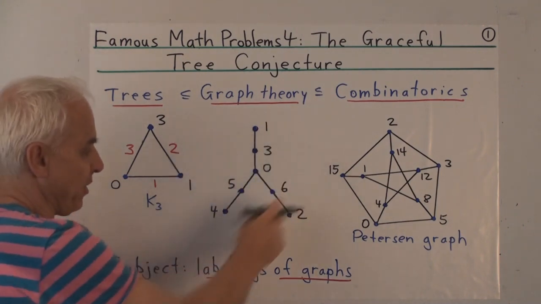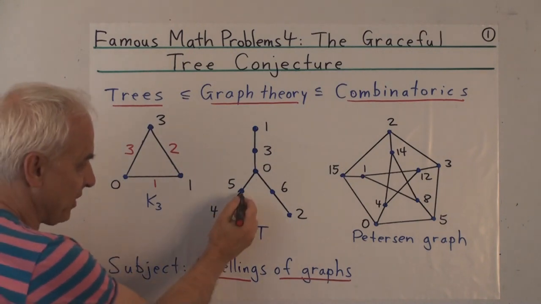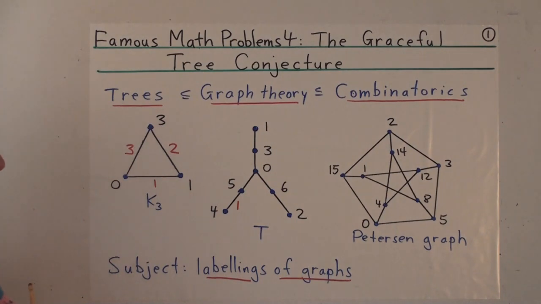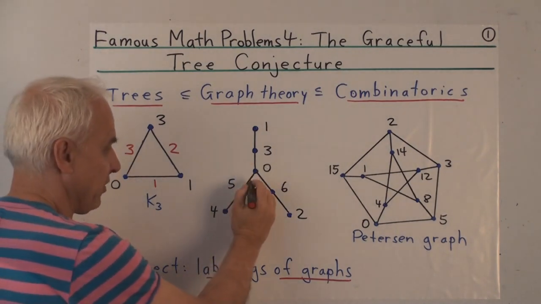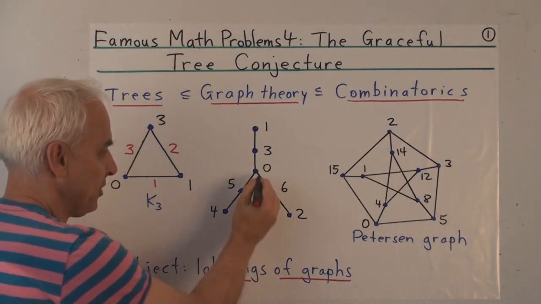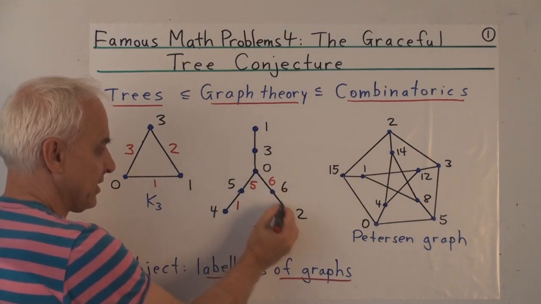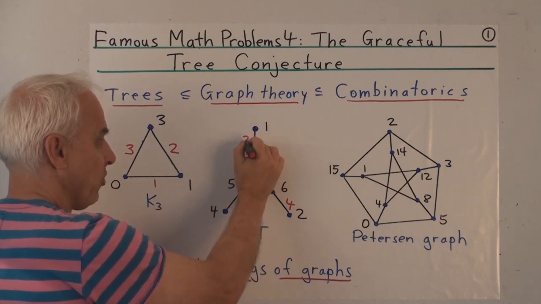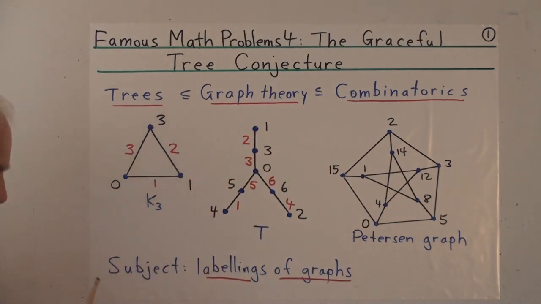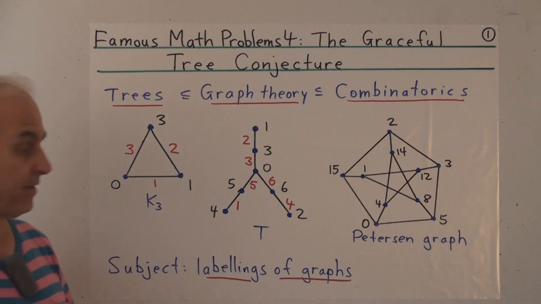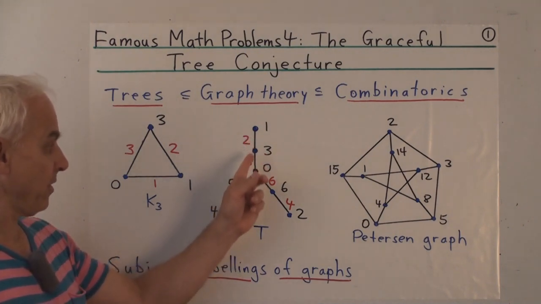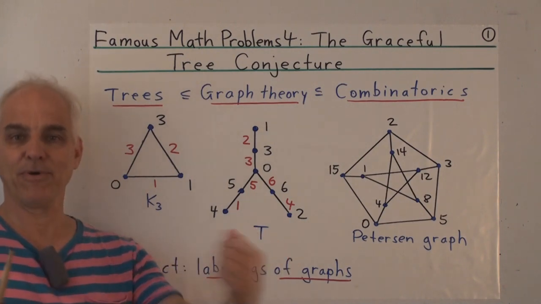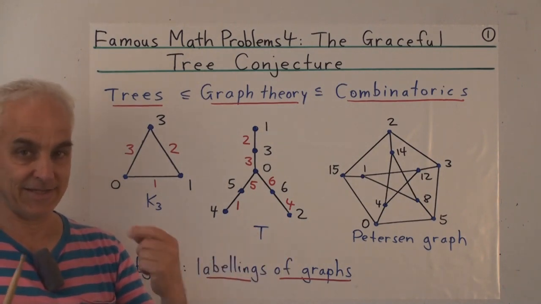So let's have a look at this one here. The edge between 4 and 5 would get a value of 1, because that's the difference between 4 and 5. The difference between 5 and 0 would be a 5. Between 0 and 6 is a 6. 6 and 2 is a 4. 0 and 3 is 3. And 3 and 1 is 2. And so we see that the edges get the labels 1, 2, 3, 4, 5, and 6. All of the numbers from 1 to 6 exactly once.